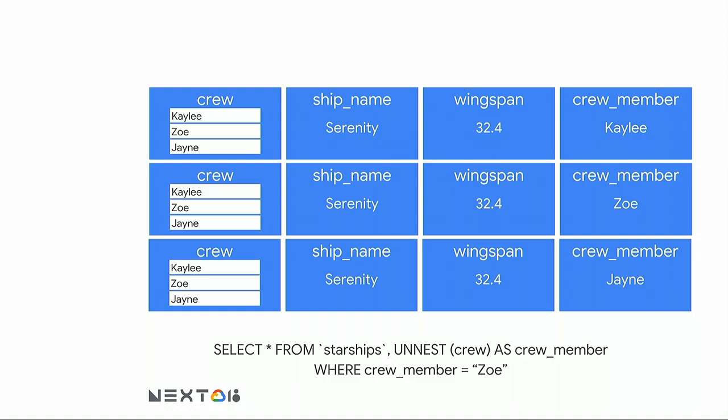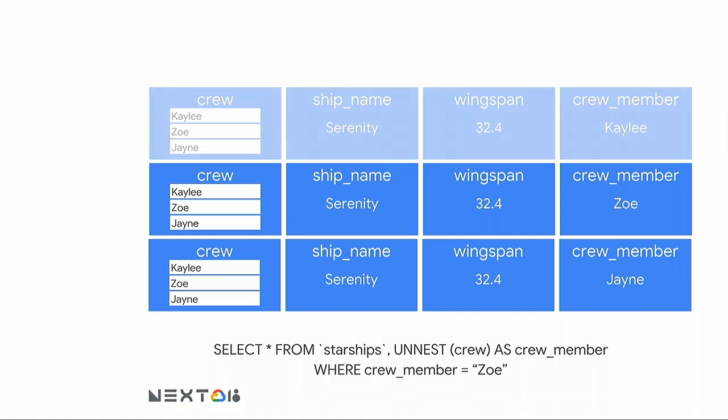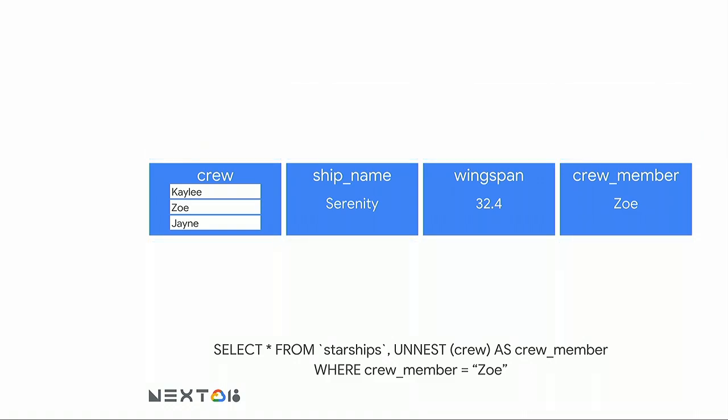And now you can filter on the parameter you want, right? So instead of filtering on crew member first, like in that first query, unnest first, and then you can filter on what you want. Turn the array into a table with unnest, and then you filter the way you like. There we go. And who would have thought that Zoe likes wingspans of 32.4, whatever the units are?